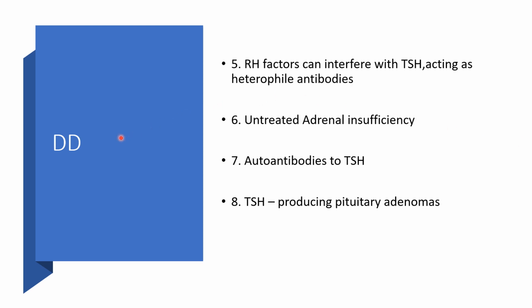Still on differential diagnosis, rheumatoid factors can interfere with thyroid stimulating hormone, acting as heterophile antibodies, that is in autoimmune conditions. Untreated adrenal insufficiency may lead us to that. Autoantibodies to thyroid stimulating hormone might be the reason why TSH is raised. A thyroid stimulating hormone producing pituitary adenoma is a possibility. So, what is happening to the pituitary gland itself?